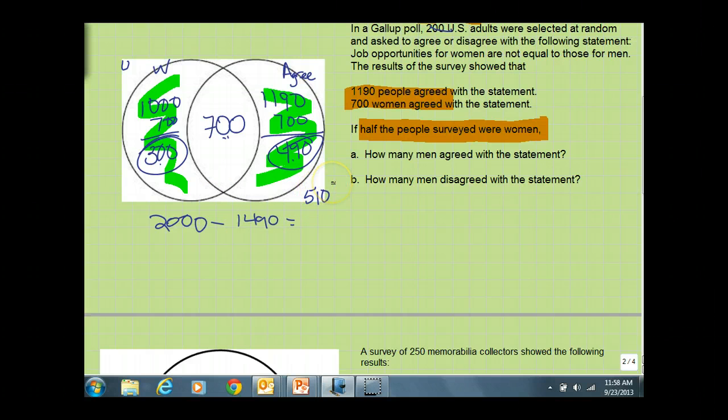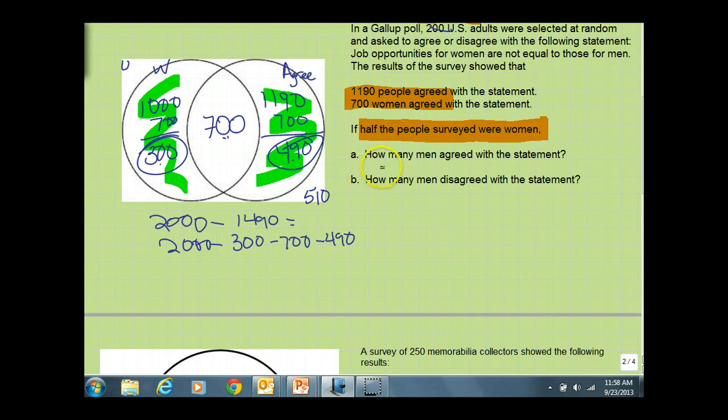So that should be 510. So it's really like subtracting 300 minus 700 minus 490. That's everything inside the two circles. Okay?